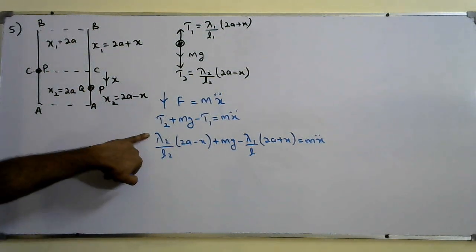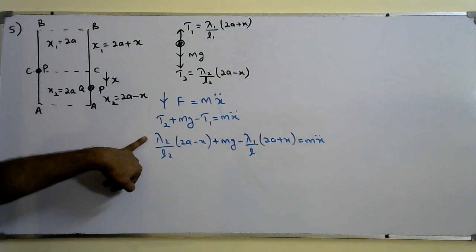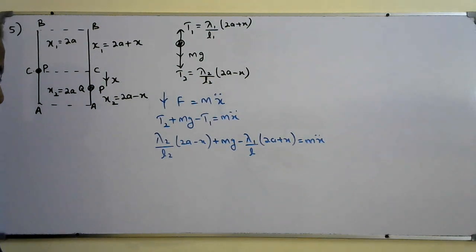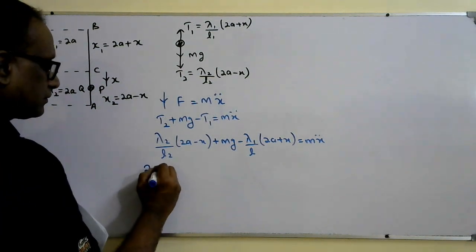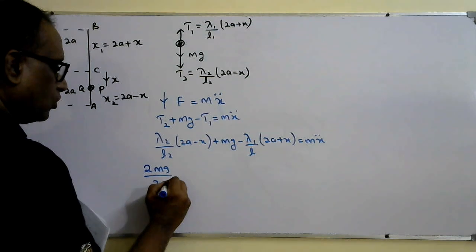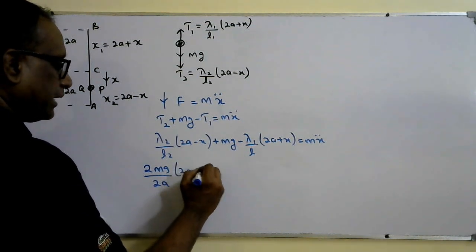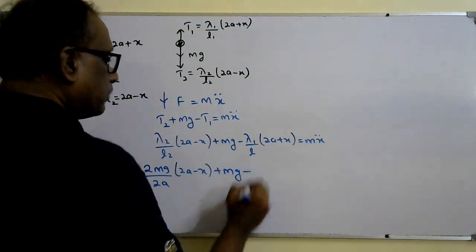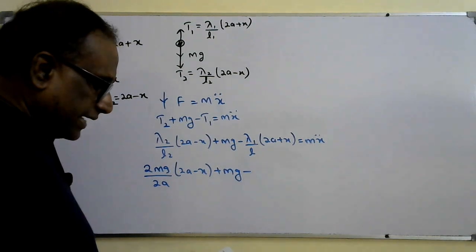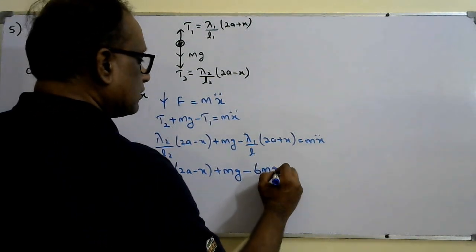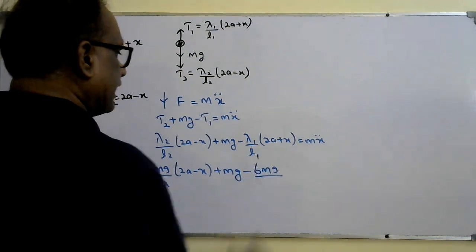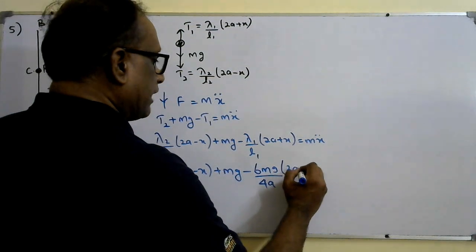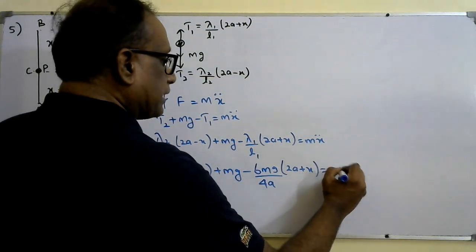Okay, then substitute the value of lambda 2 and L2. Lambda 2 we know is given as 2mg over 2a. So 2mg over 2a into 2a minus x, plus mg, minus lambda 1, which is given as 6mg over L1. L1 is 4a, into 2a plus x, equals m x double dot.